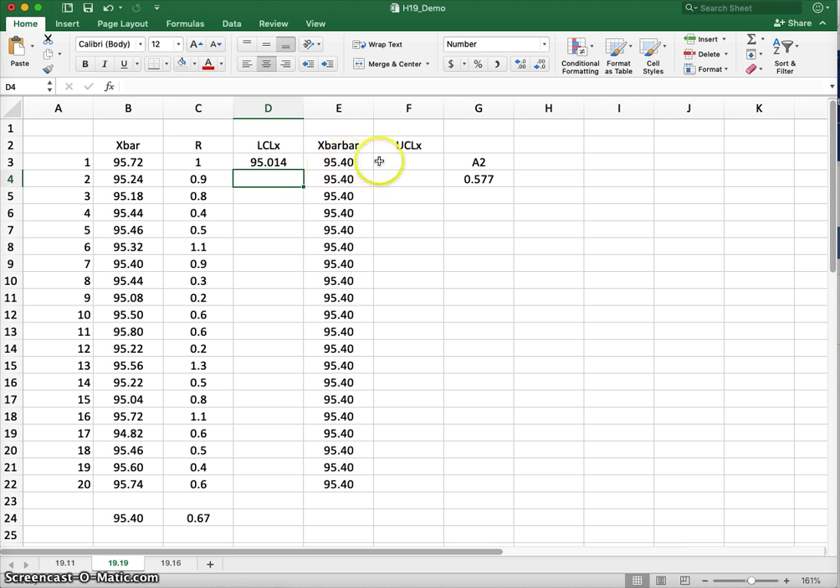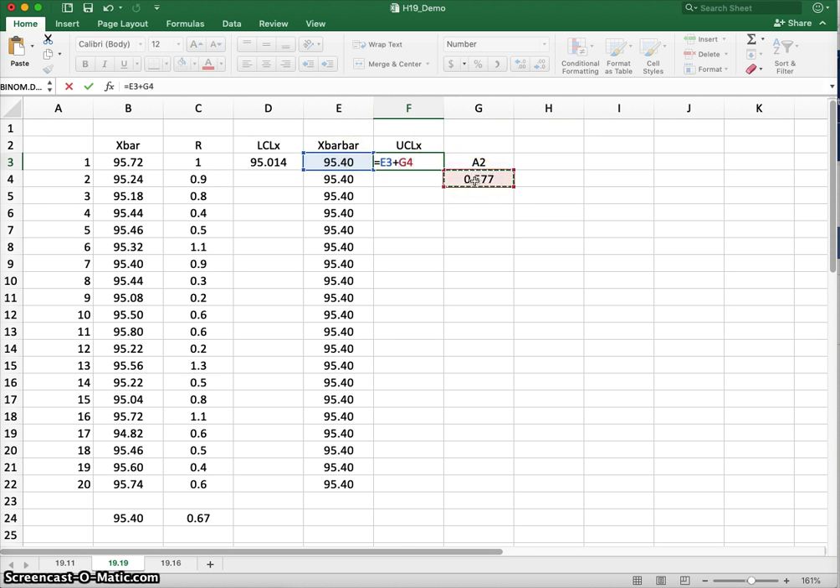Now I'll calculate the upper control limit. The upper control limit is basically the same formula. It equals X bar bar plus A2 times R bar.